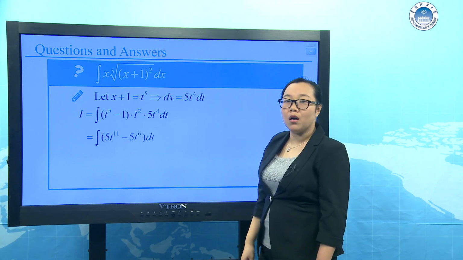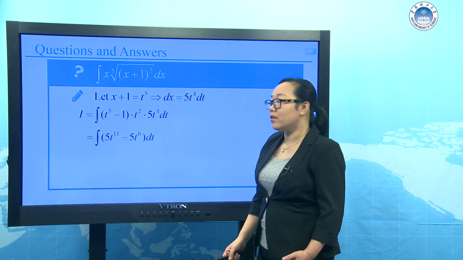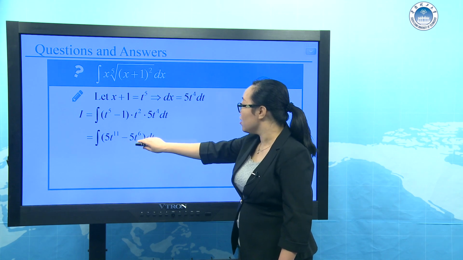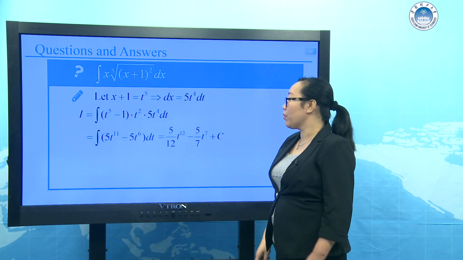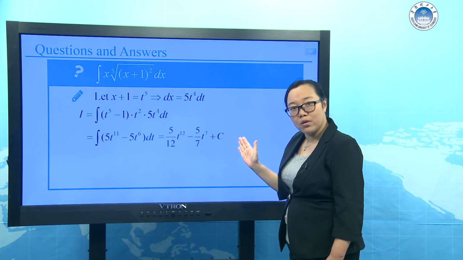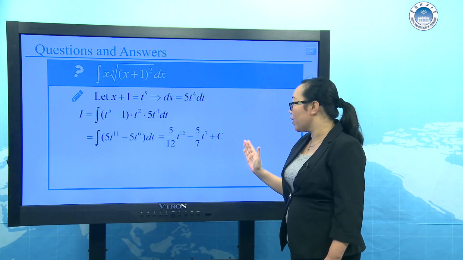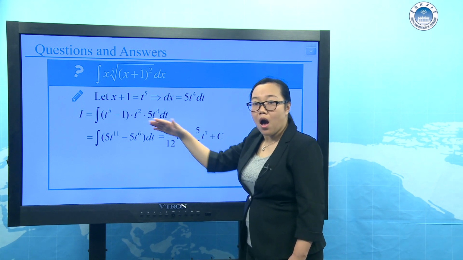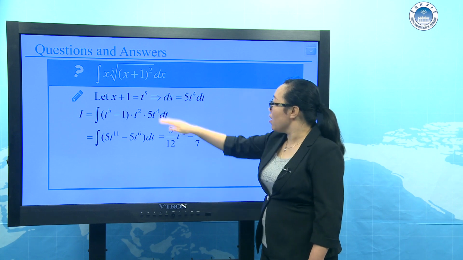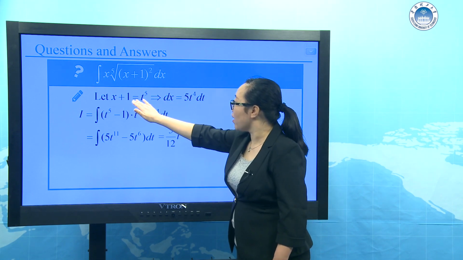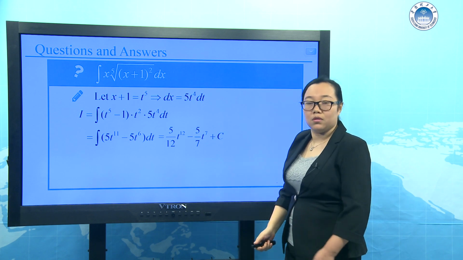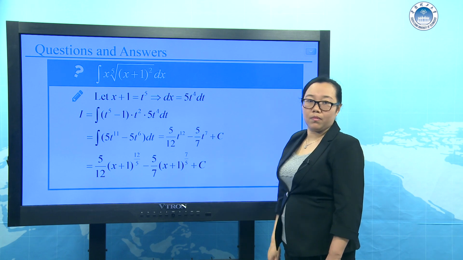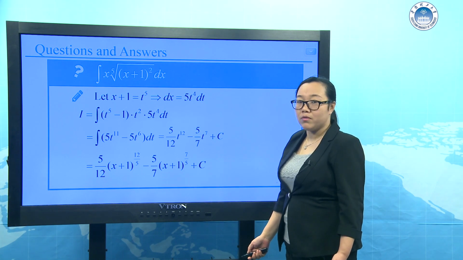It becomes a polynomial indefinite integral: 5t^11 minus 5t^6, plus C. So how do we finish? The last step, do you remember? Yes, replace t with the original expression in x. How about t? Yes, t equals the 5th root of x + 1. So we can get the final expression. Do you have any ideas?